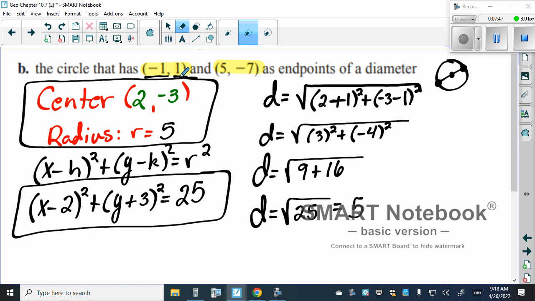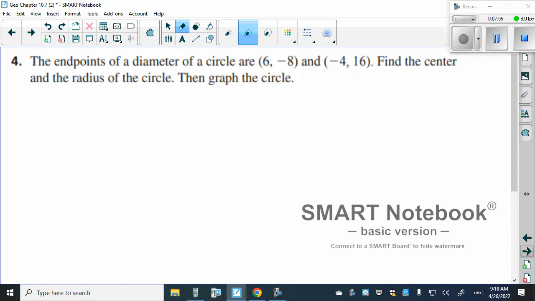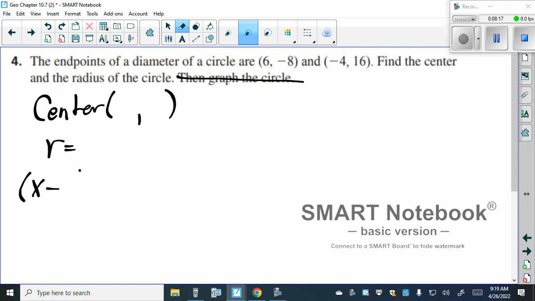Questions on this here? We ready for the next one? The endpoints of a circle are (6, -8) and (-4, 16). Find the center and the radius of the circle, and then find its equation. So we're finding the center, radius, and then we have (x - h) squared plus (y - k) squared is equal to our radius squared, yes?